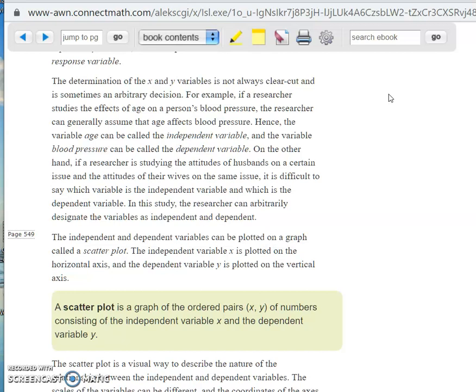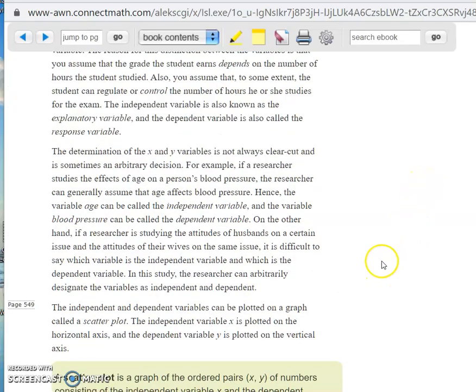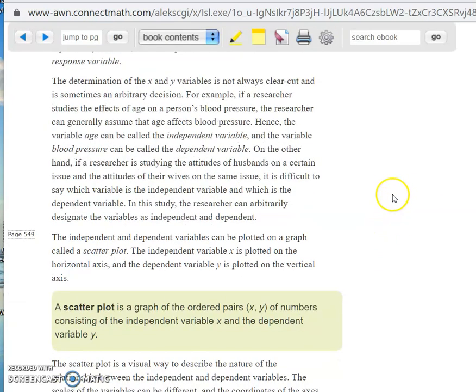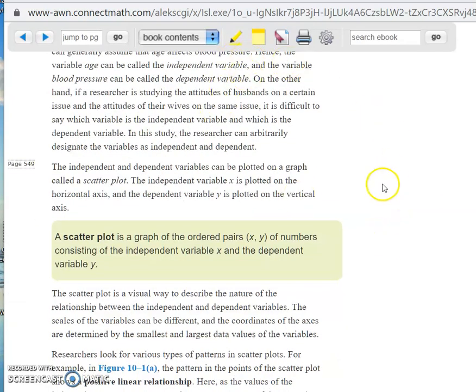Okay, so let's take a look at his example. Maybe the first one's a little bit clear, straightforward. Age and blood pressure. There seems to be typically a correlation. The older you are, the blood pressure goes up. That's the typical scenario that you would see. So the age is something you cannot control. That's the independent variable. Whereas the blood pressure depends upon the age, and so we call that the dependent variable. Okay, so I'll let you read those on your own.